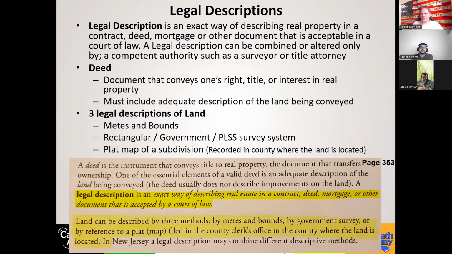There are three legal descriptions of land which you must know: metes and bounds, the rectangular survey, also known as a government survey, and a plat map. A plat is a map of a subdivision recorded in the county where the land is located. So on page 353, let's highlight legal description, what it is, and what those three legal descriptions are.